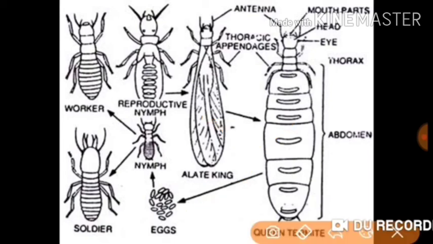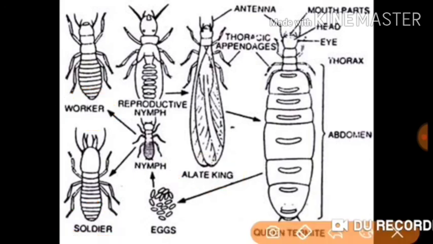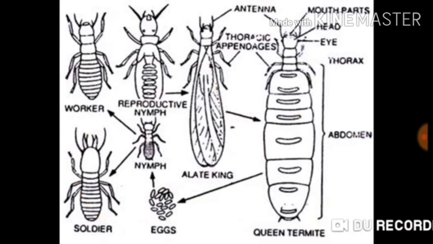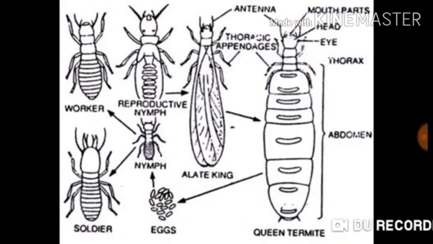And these eggs develop into nymphs, and in this nymph stage it again undergoes three moltings, which form soldiers, workers, and the elite king, right? And this elite king again undergoes copulation with the female one, that is the queen, again forms eggs, and again the total life cycle begins. So this is about the life cycle of the termites, and by this you can also observe the structure of the workers, the structure of the soldiers, the eggs, the nymph, the reproductive nymph, the elite king, and the queen termite.